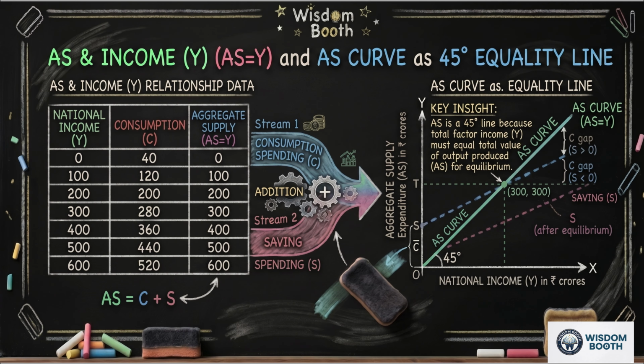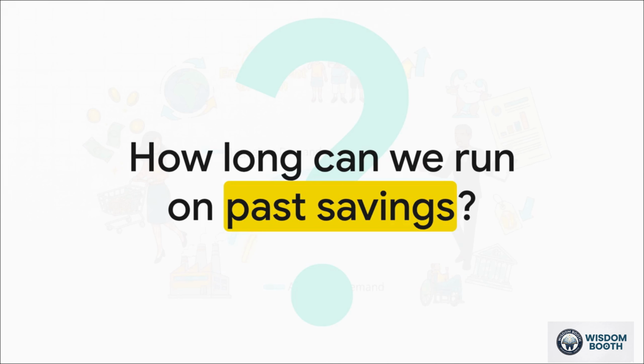So, we've covered the core mechanics of AD and AS, from planned spending all the way to that 45-degree supply line. But I want to leave you with a final thought to really ponder for your exams. If income hits absolute zero, and we know from the AD curve that we're surviving purely by draining past savings just to fund our basic autonomous consumption, what eventually happens to our aggregate supply line when those savings run completely dry? Think about the massive ripple effects of that across the entire national factory.